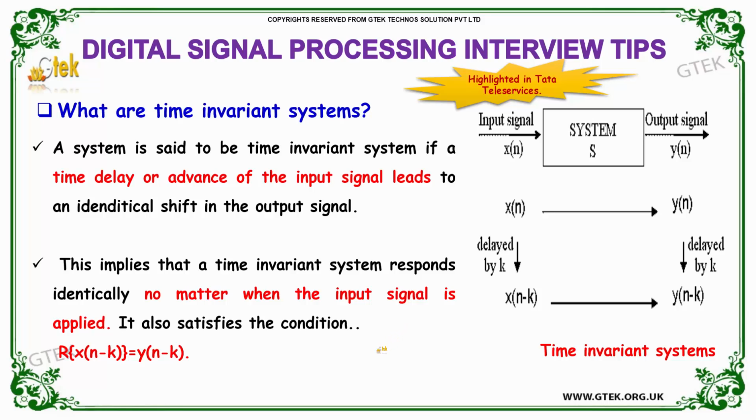Here we go with the next question. The question is all about what is a time invariant system? A system is said to be time invariant system if a time delay or advance of the input signal leads to an identical shift in the output signal. Apart from that, this implies that a time invariant system responds identically no matter when the input signal is applied. It also satisfies the condition R{x[n-k]} = y[n-k]. So this is the condition for the time invariant system.